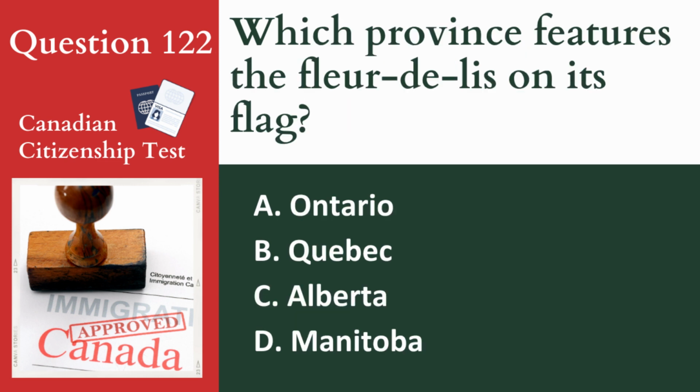Question 122. Which province features the fleur-de-lis on its flag? A. Ontario. B. Quebec. C. Alberta. D. Manitoba.